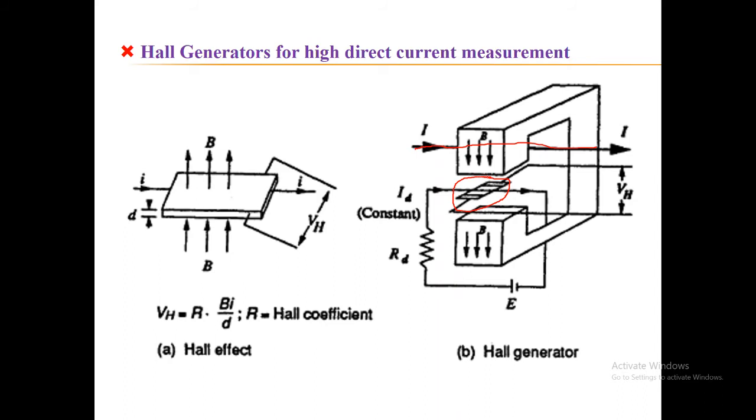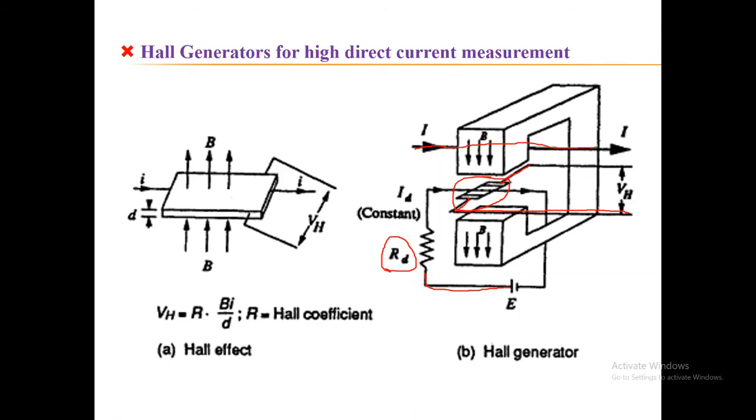So the Hall element is placed into this air gap, which has a thickness of small d, and a small value of constant DC current from this source is allowed to flow through this circuitry, which is controlled by this RD value, the resistance used to control the amount of current being passed. So a small constant DC current is passed through this element, and the voltage is developed across the Hall element. As you can see over here, we get the voltage at the output terminals on either side of the Hall element.